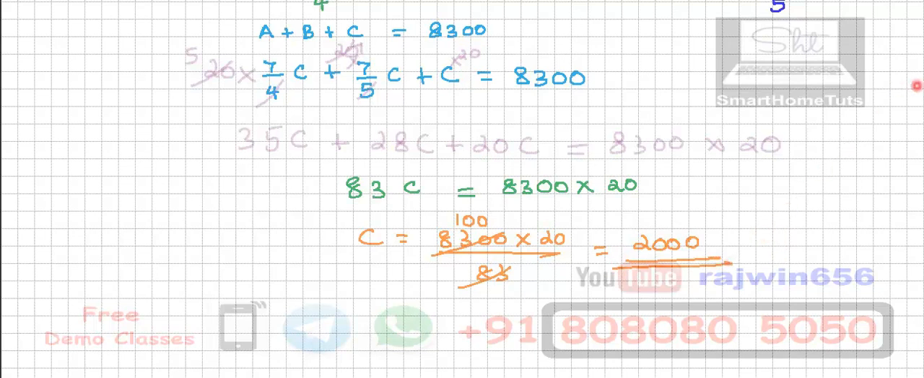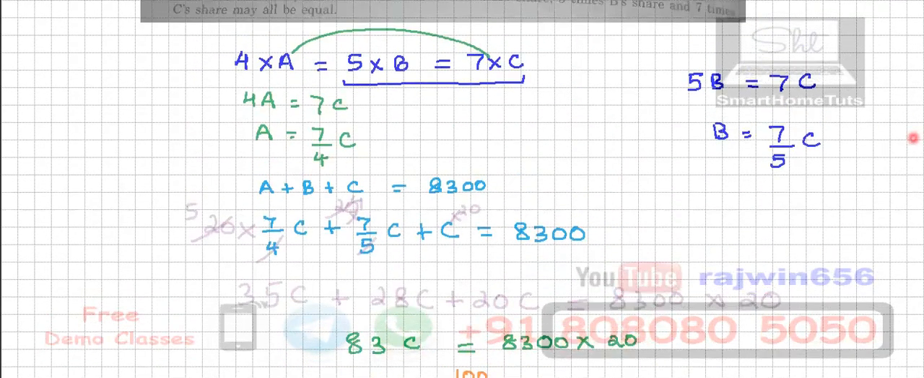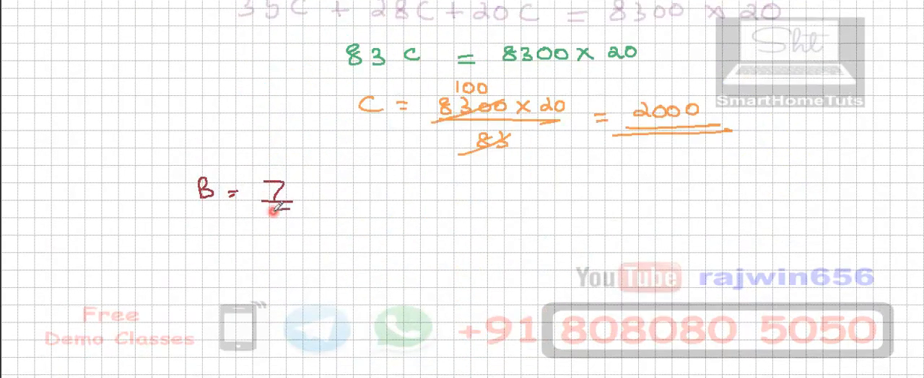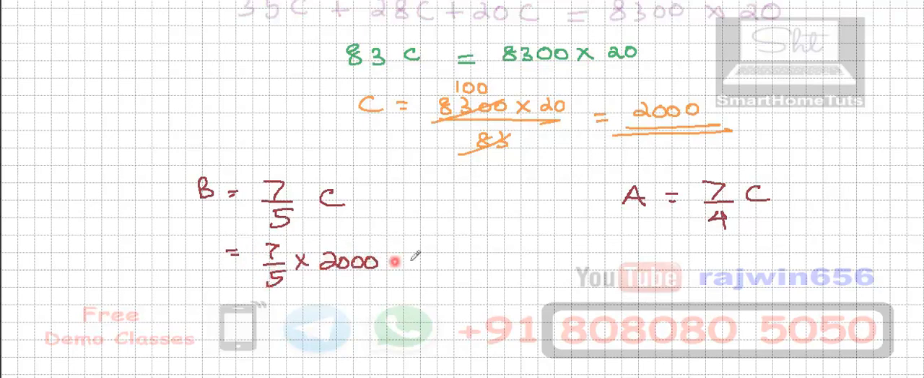I got C. Once I get C, then everything else is easy. B is this and A is this. Okay, B is 7 upon 5 C, and A is 7 upon 4 of C. So just substitute this. 7 upon 5, value of C is 2000. So 5 4s are 20 and 00. So this is going to become 2800.